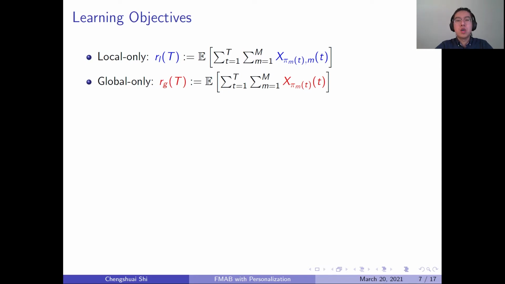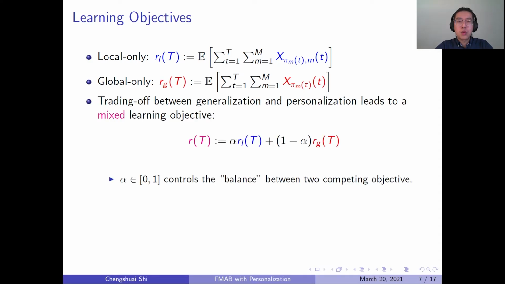For this purpose, we designed a new mixed learning objective. It is the weighted sum of the global-only and local-only objectives. The parameter alpha here lets us smoothly balance between the two extremes. When alpha is set to be 1, it returns to a local-only setting and only cares about the local performance. When alpha is set to be 0, it then becomes a global-only objective. When alpha is between 0 and 1, the two extreme settings are both taken into consideration and thus result in a mixed learning objective.